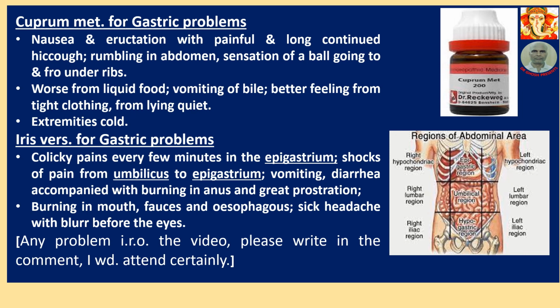Now look at these images here. This is the abdomen. In clinical medicine the abdomen is divided into 9 parts. This part is called right hypochondrium, left hypochondrium. This is epigastrium, just beneath the pit of the stomach. This is umbilical or umbilicus. Left lumbar, right lumbar, right iliac, left iliac, hypogastric region. These 9 regions of the abdomen are used in clinical medicine.